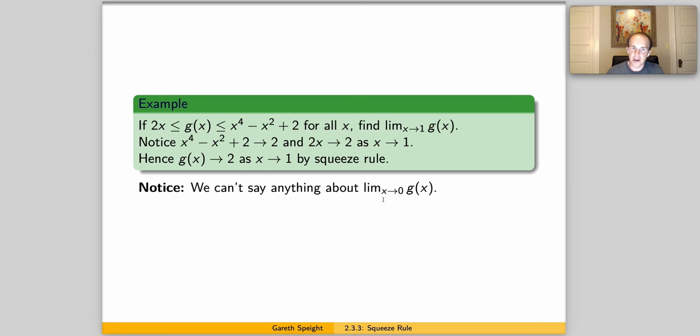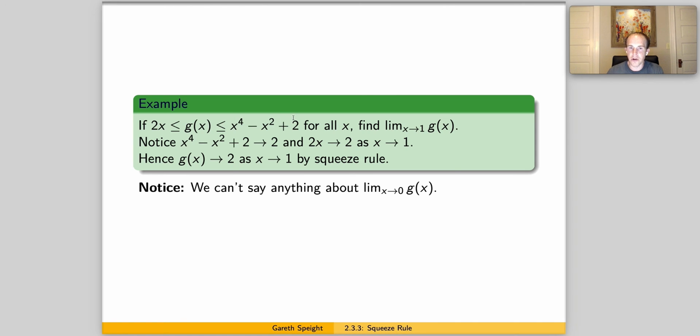Suppose instead we were given the same data, and we were asked about the limit as x tends to 0 of g of x. So instead of x tends to 1, x tends to 0. Then we would try to do the same thing, right? We would look at 2x as x goes to 0, that would go to 0. We'd look at x to the 4 minus x squared plus 2. As x goes to 0, that would go to 2. Okay, the small function will be going to 0, the large function will be going to 2. They are not equal. We can't say anything by the squeeze rule.